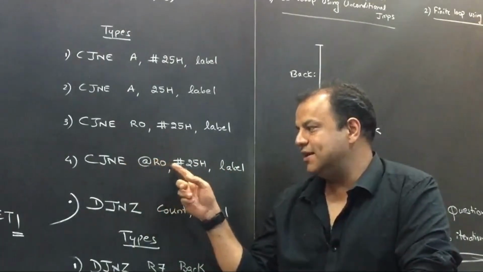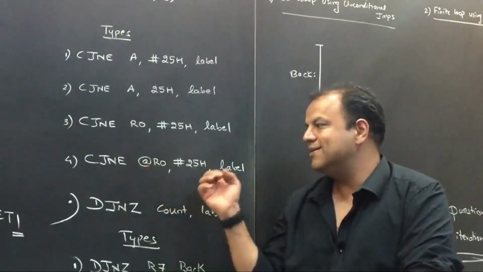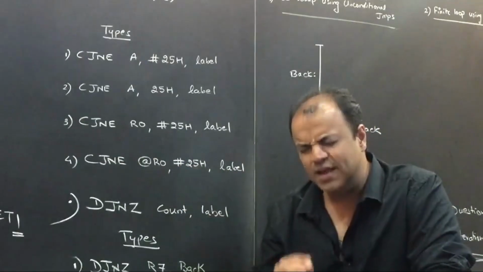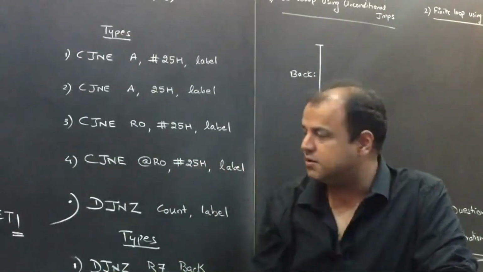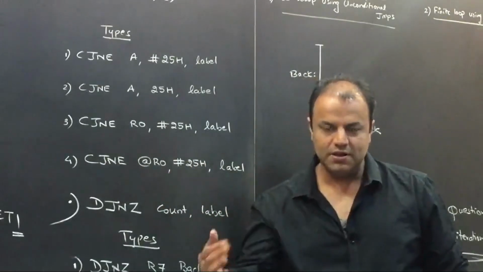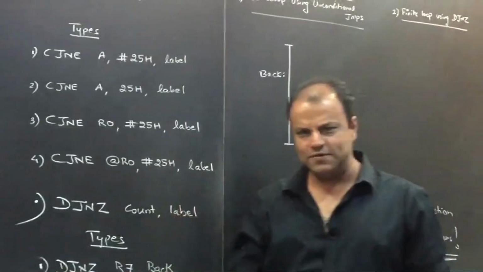So CJNE @R0, #25 will compare the data of the location pointed to by R0. If R0 is 30, it will compare the contents of location 30 with the value 25. Again, if they are not equal, it will jump to the location label. Otherwise, you will go to the next instruction. Did you understand all of these instructions?